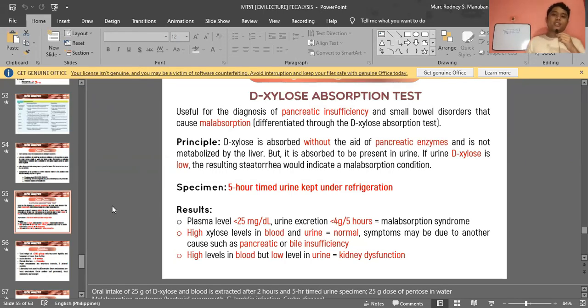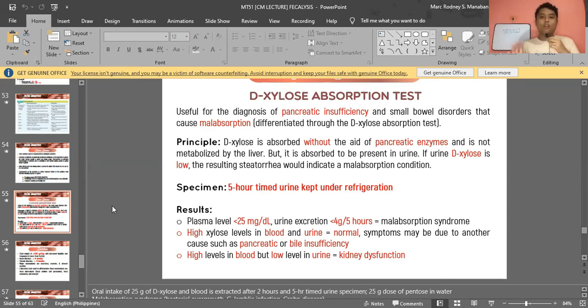Remember, we mentioned that D-Xylose is readily reabsorbed. So if your plasma levels are low and it is not seen in the urine, meaning it was not reabsorbed, meaning there is a problem in your intestine. Meaning it is a malabsorption syndrome. Possible celiac disease. Number 2, high xylose levels in the blood and urine. So therefore, it is normal. It is seen in the plasma, and it is seen in the urine. Because we mentioned again that D-Xylose can be reabsorbed freely by the body and is seen in the urine.